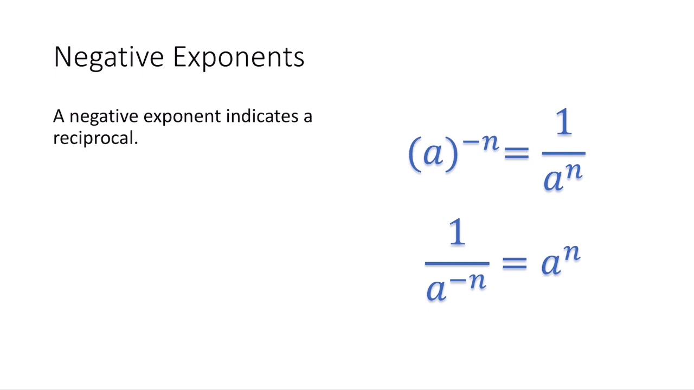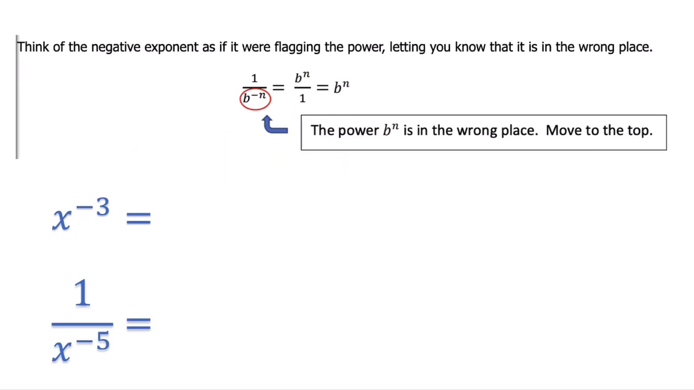So what if you have a negative exponent? A negative exponent tells you that there's a reciprocal. So if you have a to the negative n, that equals 1 over a to the n. If you have 1 over a to the negative n, that equals a to the n. I like to think about a negative exponent as if it was like being in the wrong place.